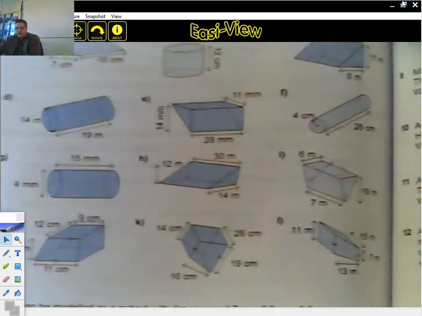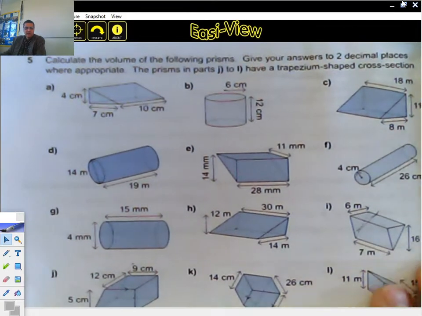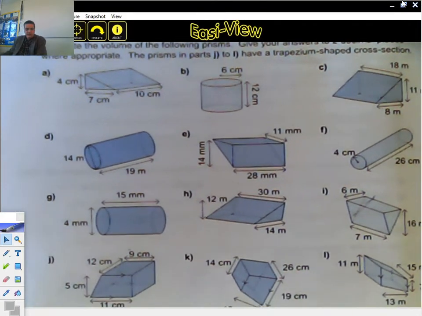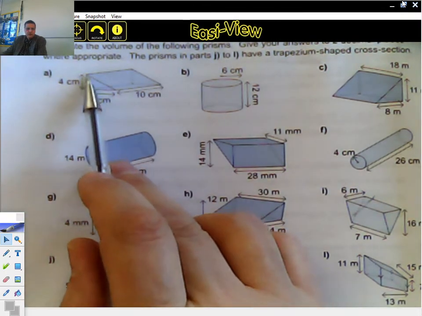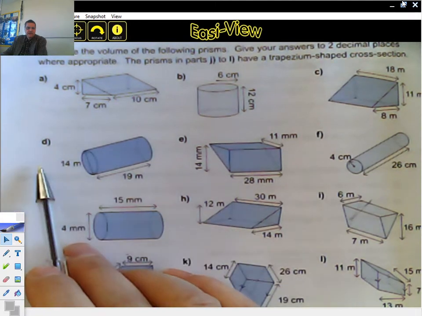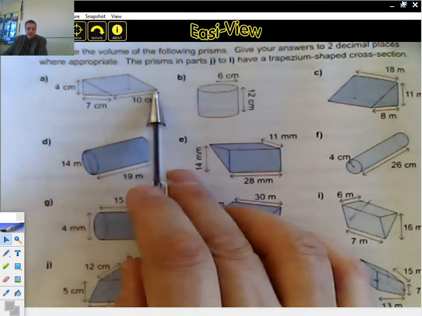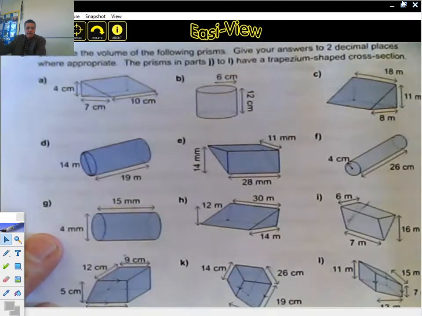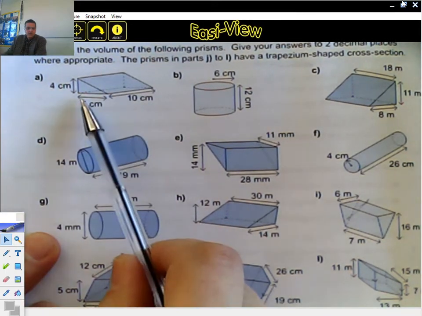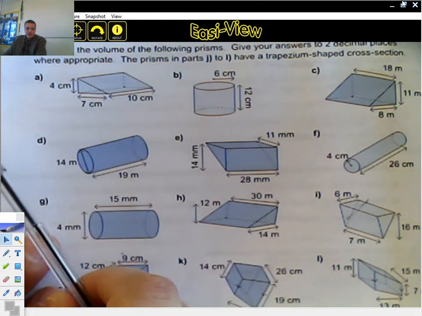Over here, which is where I think some of you are sitting at the moment, there's quite a lot of them, and let me just talk you through a couple of them. Over here we've got again a triangular face, so that will be 4 times 7 divided by 2. Get your answer, and then multiply by 10, and that will give you the volume of that prism right there.